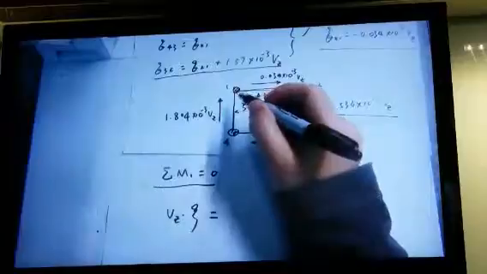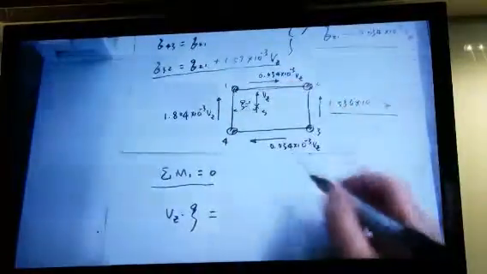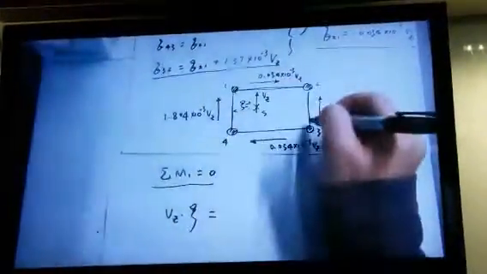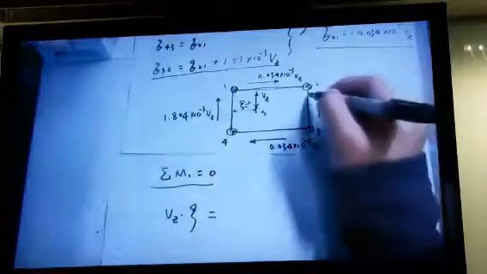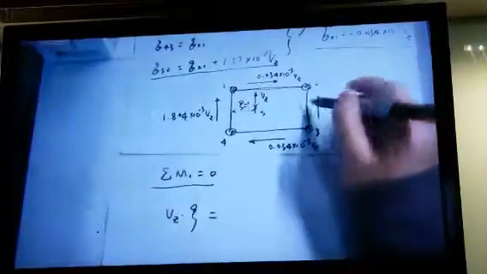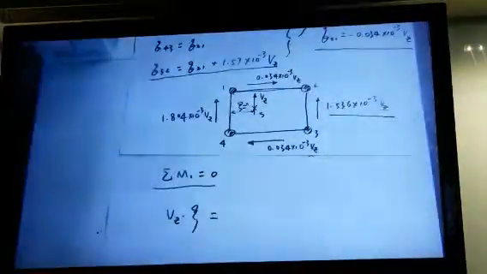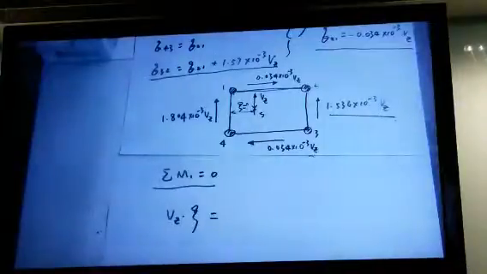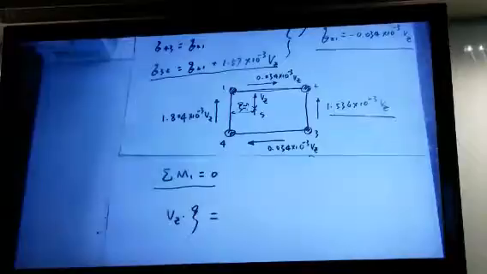So they are not going to be contributing to the moment on point 1. This one and this one will be contributing, right? So we calculate this one first. Shear flow is a force. Imagine shear flow is a force. This is the moment you want to take. So force times the distance, right?